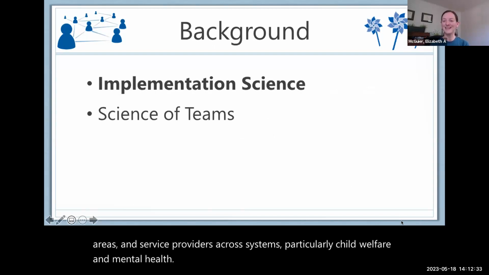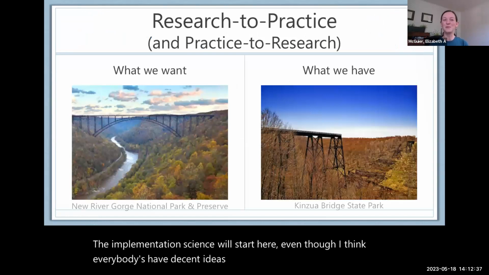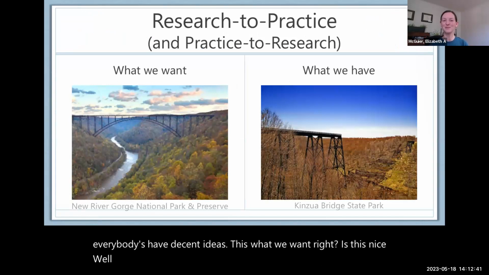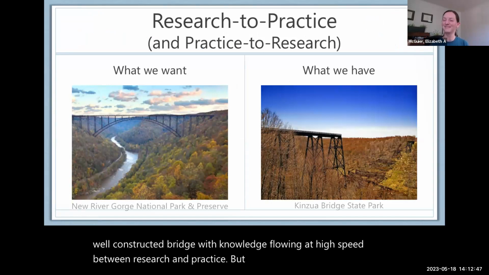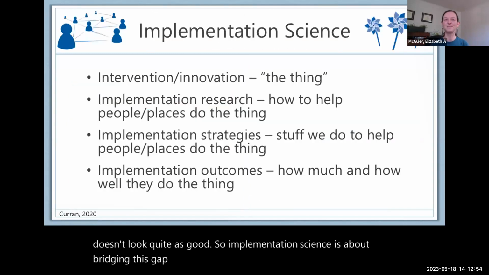So implementation science, we'll start here, even though I think everybody's got a decent idea of this. What we want, right, is this nice, well-constructed bridge with knowledge flowing at high speed between research and practice. But unfortunately, what we have doesn't look quite as good. So implementation science is about bridging this gap between research and practice.